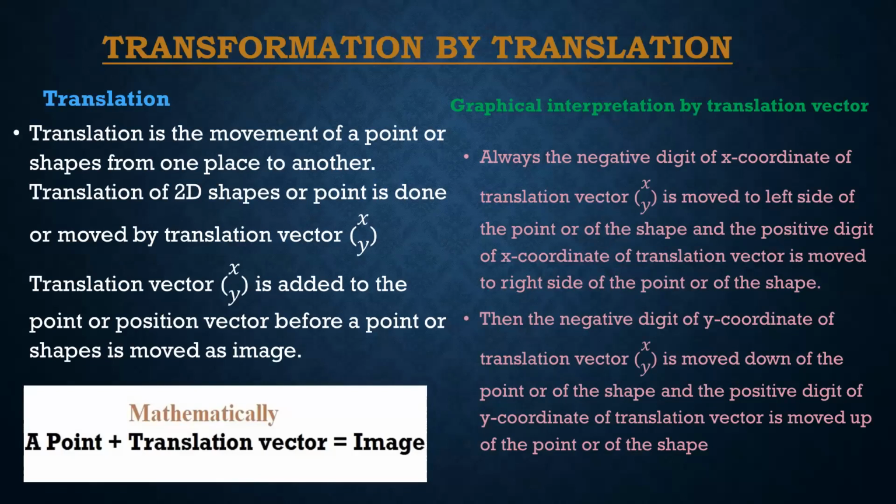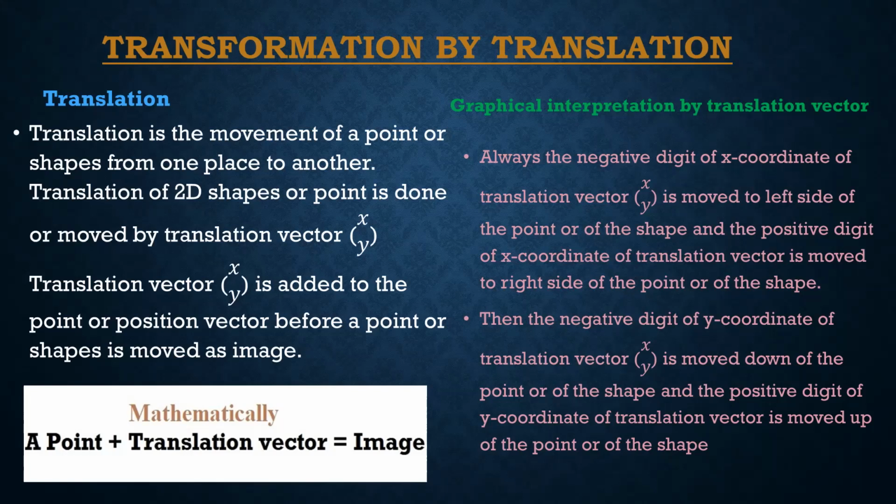Translation is the movement of a point or a shape from one place to another. Translation of 2D shapes. When you talk about a 2D shape, it is a shape with length and breadth, or length and width. That is a two-dimensional shape.